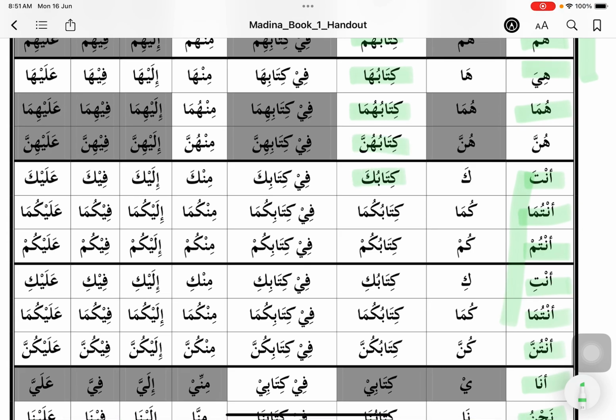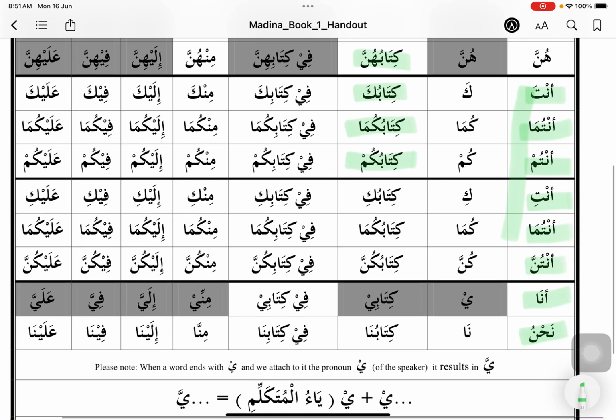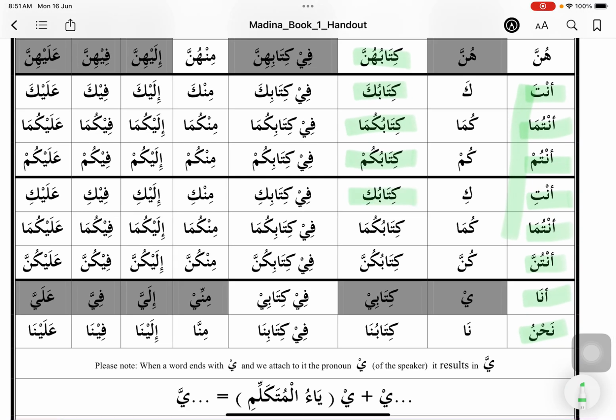Kitabuka, your book, male. Kitabukuma, the book of two of you. Kitabukum, your book, plural. Kitabuki, your book, female. Kitabukuma, again female, two of you. Kitabukunna, your book, female plural. Kitabi.